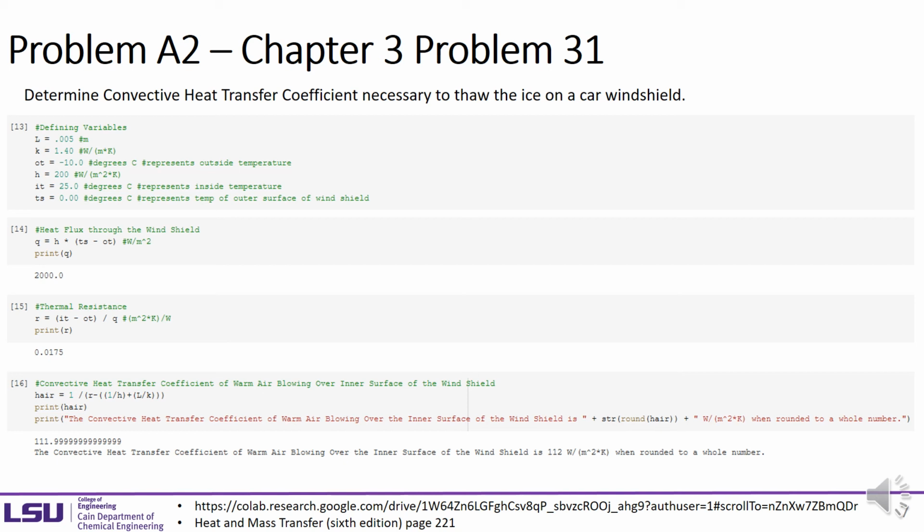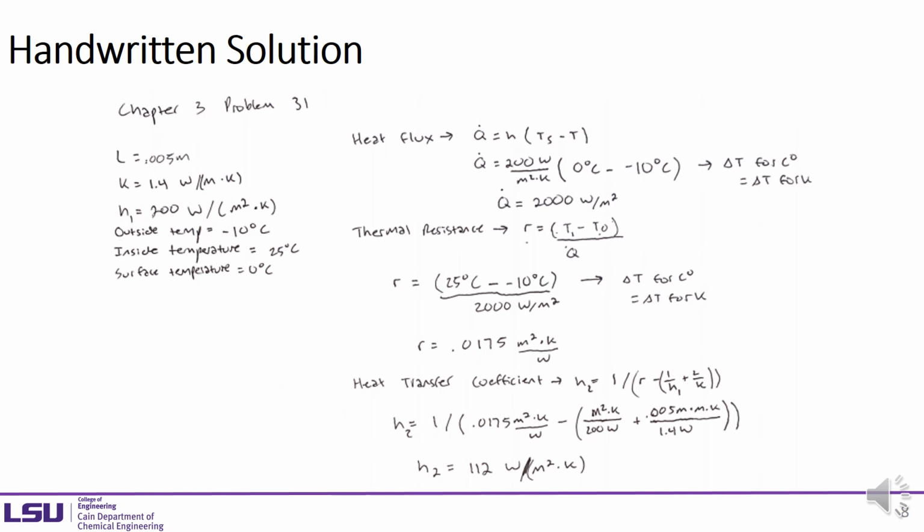And what I found was that the convective heat transfer coefficient of warm air blowing over the inner surface of the windshield was equal to 112 watts per meter squared per Kelvin. Prior to running my code, I did hand calculations of the values in order to determine that I was on the correct path. As you can see, my first value is for my heat flux, which ended up being 2,000 watts per meter squared. I then calculated thermal resistance, which came out to a value of 0.0175 meters squared times Kelvin per watt. And then I found my heat transfer coefficient, which ended up being 112 watts per meter squared per Kelvin, which was equal to what I found using Python.